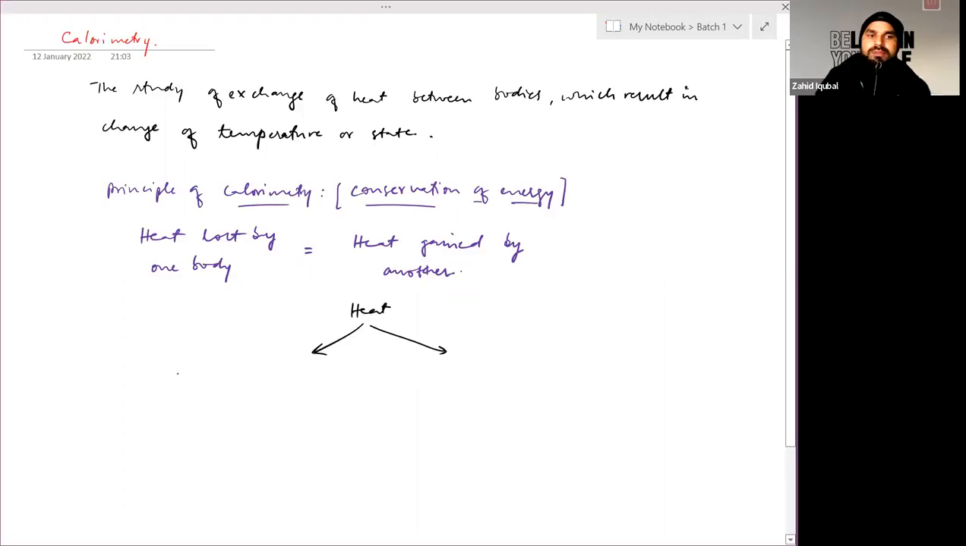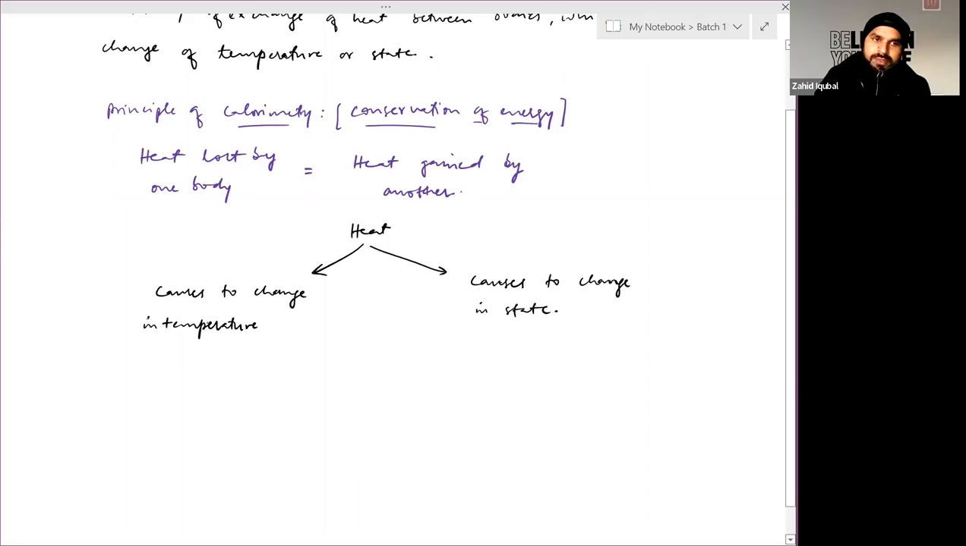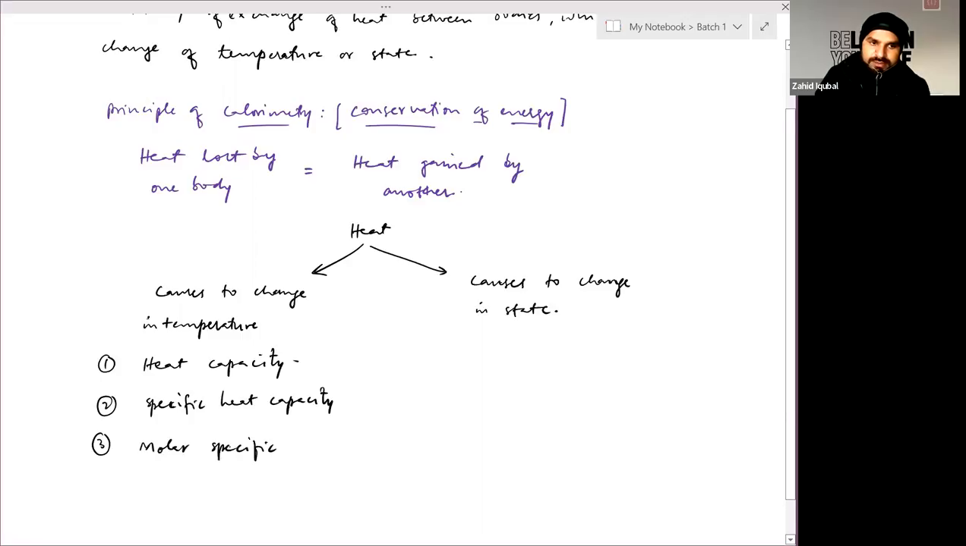So we divide this heat into two parts. First, the heat which is responsible to change temperature of body, and the second, heat which causes change in state. So the first part, the heat which is responsible for change in temperature, will be heat capacity. Second is specific heat capacity. Third is molar specific heat capacity.